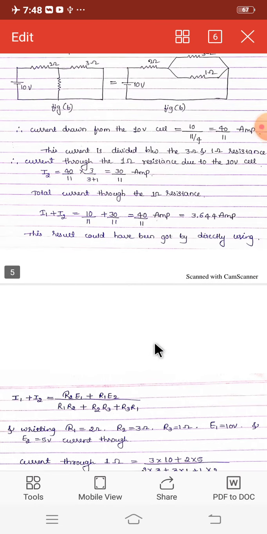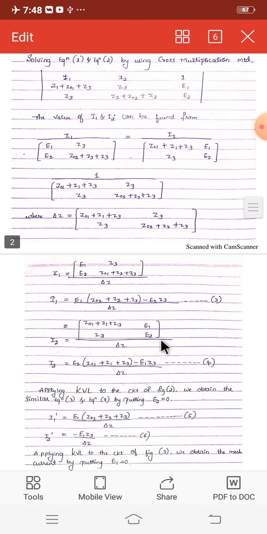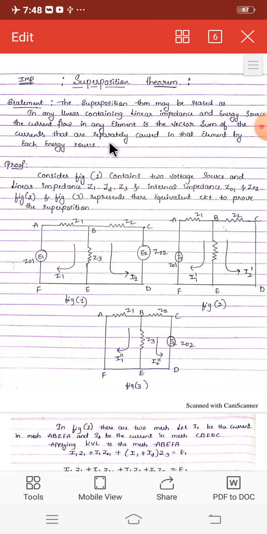So this is the superposition theorem, and problems based on the superposition theorem are over. Next class I want to discuss the maximum power transfer theorem and problems based on that theorem. And one more class I want to discuss the problems based on Thevenin's and Norton's theorem.